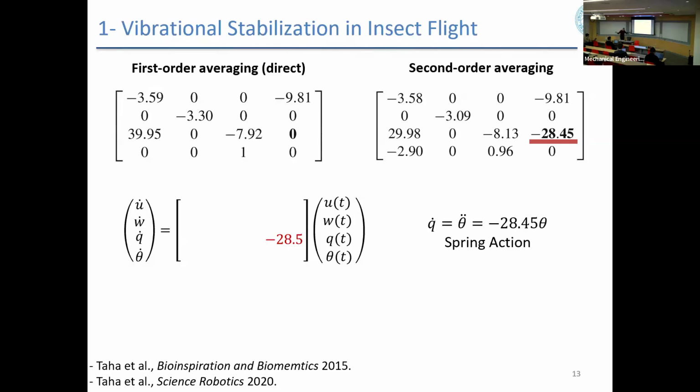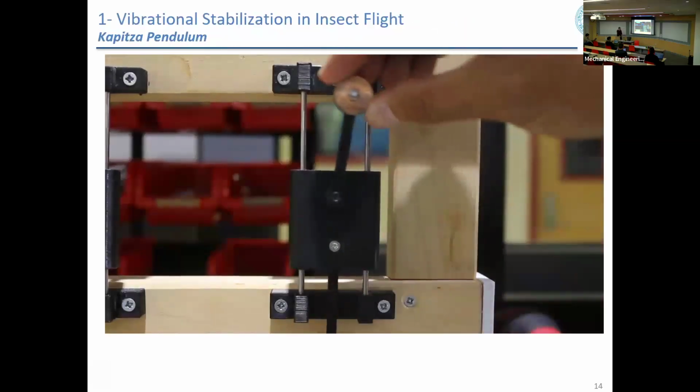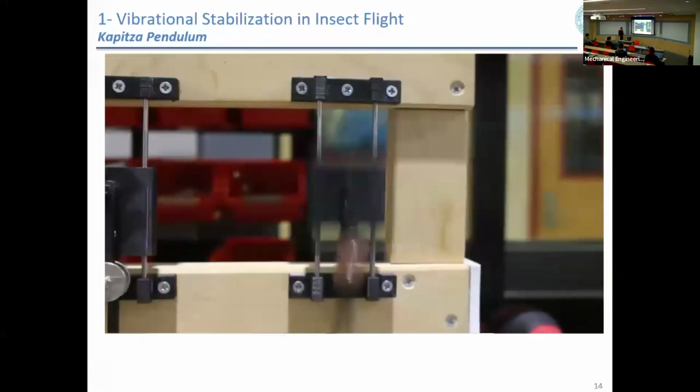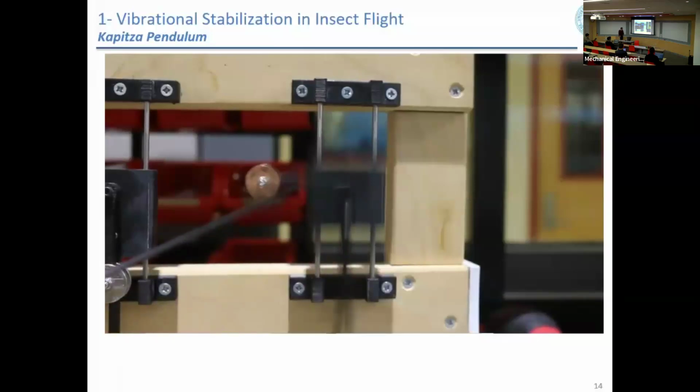So these high frequency vibrations of zero mean that you neglect when you do direct averaging induce a spring action, a stiffness mechanism that brings the insect to its equilibrium when it's disturbed. And in fact, this is not the first time to observe a vibrationally induced spring. Here is the famous example of the inverted pendulum. It's unstable. If you leave it, it falls down. But if you vibrate the pivot, it becomes stable. So look at this.